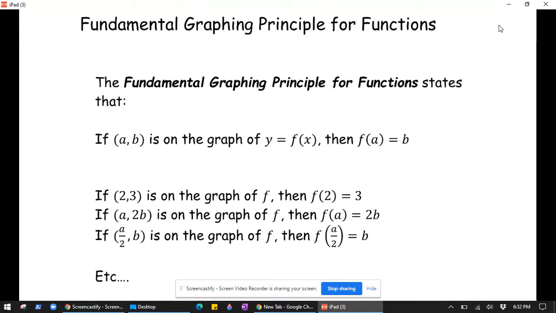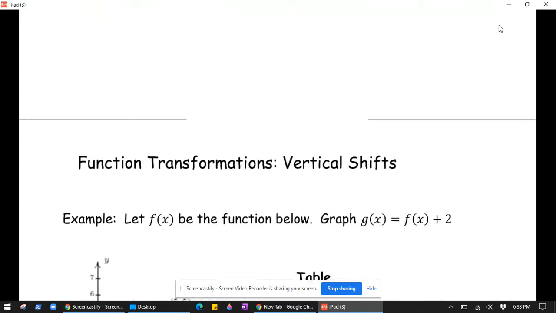Before we do that, I'm going to use what's called the fundamental graphing principle for functions, which states that if (a, b) is on the graph of y equals f of x, then f of a equals b. And that may seem a pretty simple and basic idea, especially if you're coming to this video with a little bit of algebra skills. But it's a very important idea that we'll fall back on, especially when we deal with transformations that seem counterintuitive. In particular, a lot of the transformations involving x values tend to involve doing the opposite of what you would think. And it's this principle that's going to help us understand that. So I'll be referring to this as we go through these examples.